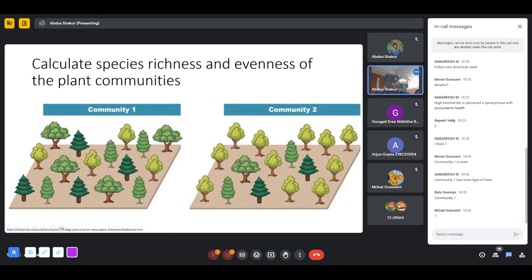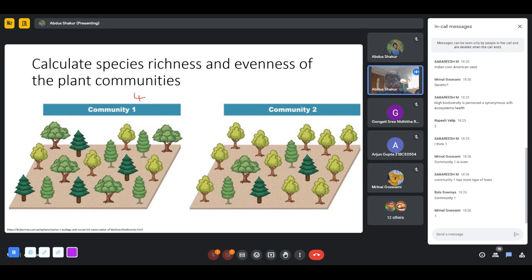So as you can see, can you see any more species? Here I can see one, two, three, four, not more than four different types. There are four of this dark green, four of this light green, four of this, and four of this. So the species richness is basically the total number of species present in that community. So in community one, it is four. Yes, it is four.